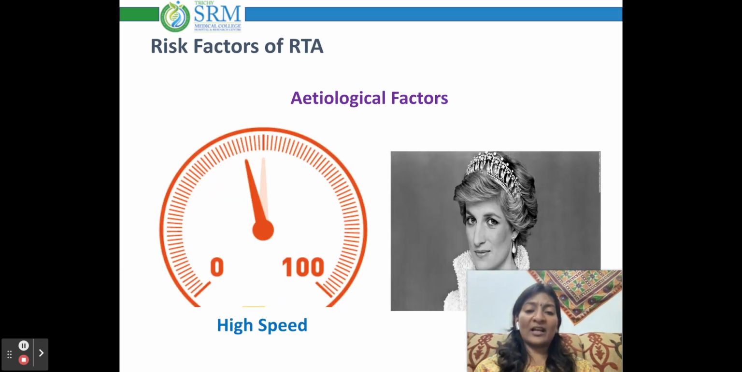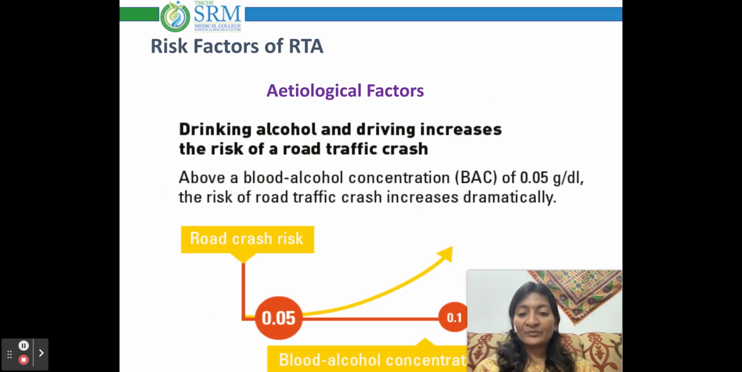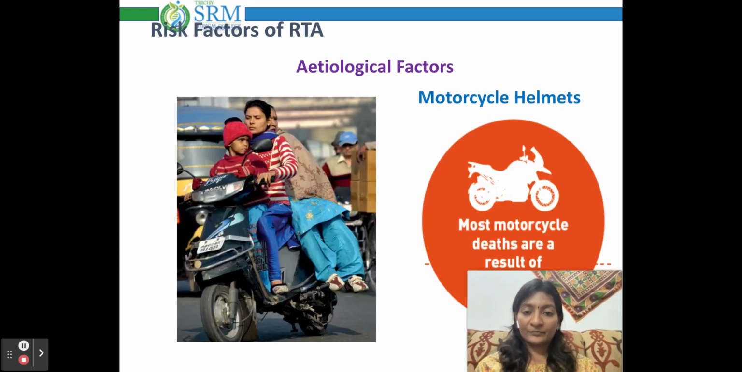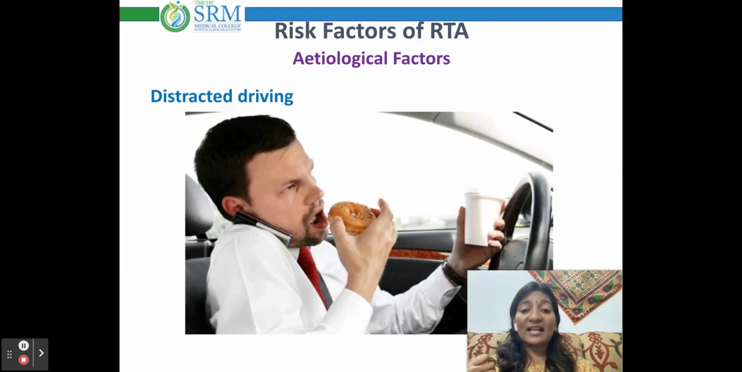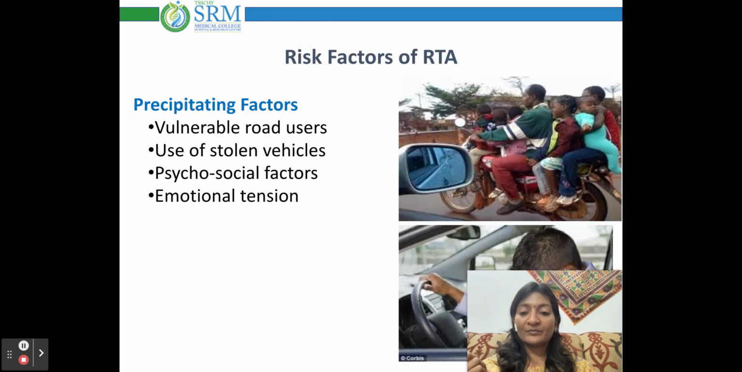One of the etiological factors is high speed, and drinking alcohol and driving increases the risk of a road traffic crash. At a blood alcohol concentration (BAC) of 0.05, the risk of road traffic crashes increases dramatically. Other etiological factors include lack of protection such as helmets or safety belts, and distracted driving.